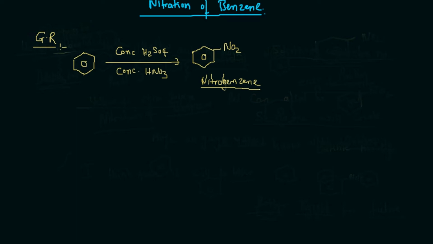Okay, so this is the nitrobenzene. Let's see how the mechanism works out. We should not be bothered about the byproducts which are coming out here, because byproducts are not important. So let's start with the mechanism. Actually, the reaction takes place in three steps. So we'll talk about the first step.